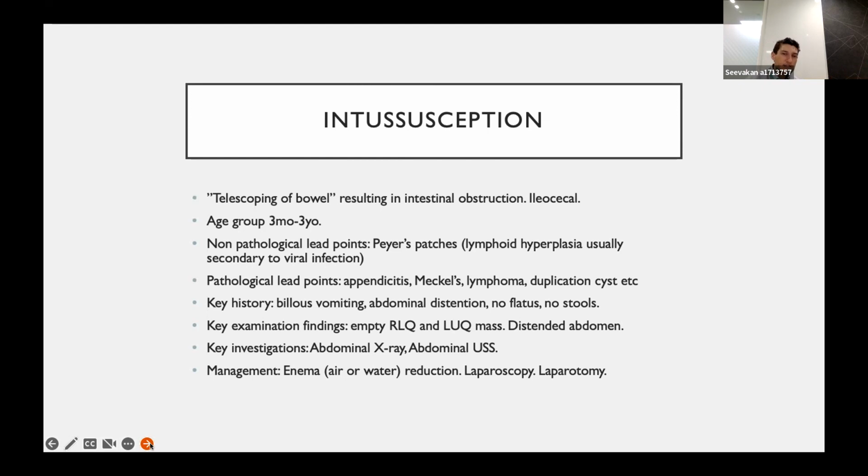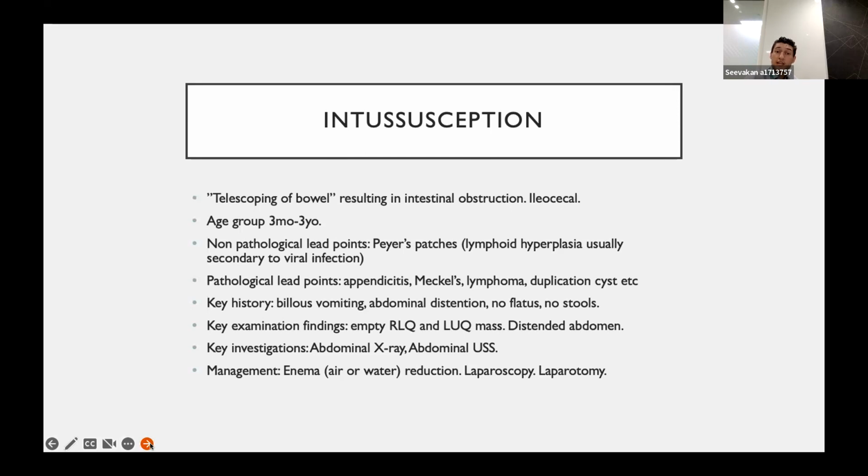The key points on history for intussusception is that they'll have bilious vomiting because the obstruction is distal to the ampulla of Vater, or the place where bile comes into the gastrointestinal system, whereas the obstruction in pyloric stenosis is proximal to that point, so it's always going to be non-bilious. Kids with intussusception will also have abdominal distension and won't have any stools or flatus because they're obstructed. The key examination finding is that you're going to have an empty right lower quadrant because the bowel is kind of not twisted, but telescoped itself all the way around. And so you'll end up with a mass in the left upper quadrant or epigastrium.